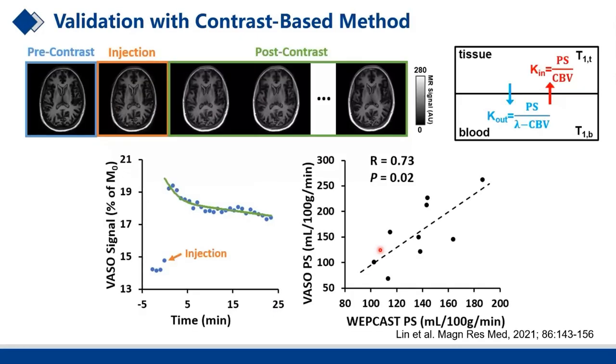Second, we validated our sequences with a contrast-based method. And just as I said before, the contrast-based method can also be used to measure the water permeability. Here we used the BASIL method, which was originally proposed to measure the CBV. And here we fit the signal after a contrast agent injection. And this fitting will give you the PS value as well. And we see that there is a good correlation between your BASIL PS and the WEPCAST PS, suggesting that we can indeed use this non-contrast method to measure BBB permeability.